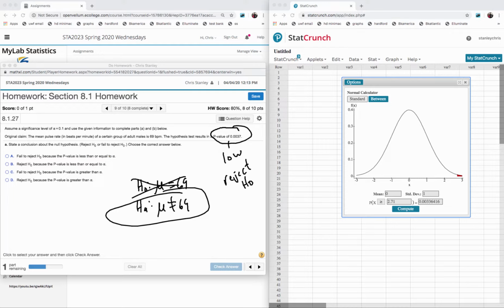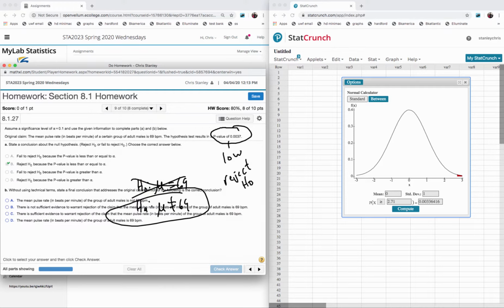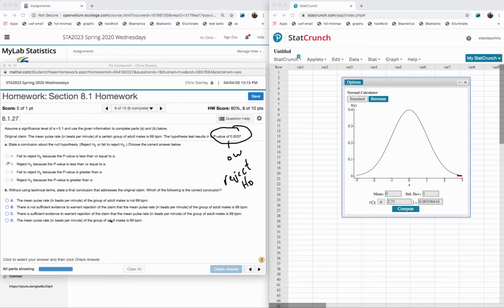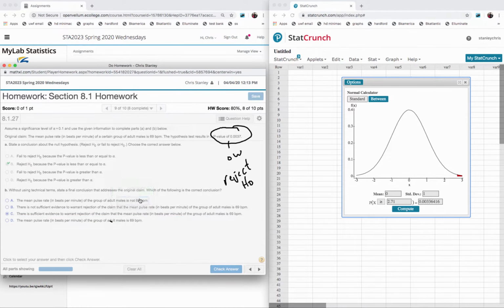So that's straightforward. It's your decision maker. And remember, I'm rejecting the 69. If I'm rejecting that the average is 69, that must mean I have sufficient evidence that it's different than that. There is sufficient evidence to warrant rejection of the claim about pulse rate.